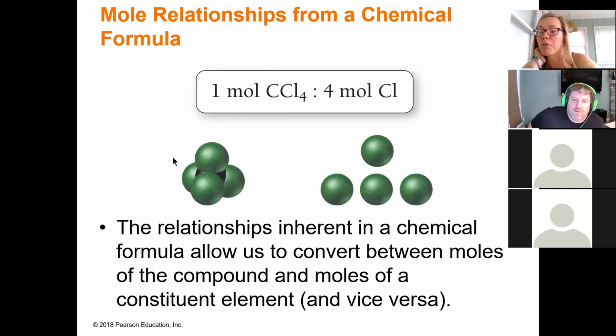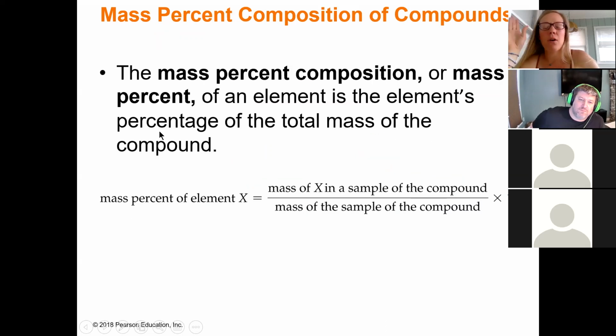So, mole relationships in a chemical formula, we've already talked about this. Take CCl4: that's one carbon in the center and 4 chlorines on the sides. It's a ratio, 1 of these will yield 4 of the chlorines. It's like the spider leg thing. You get 8 legs for every 1 spider, 4 legs for every 1 chair. So it's a mole to mole ratio. Okay, so let's move on to another thing.